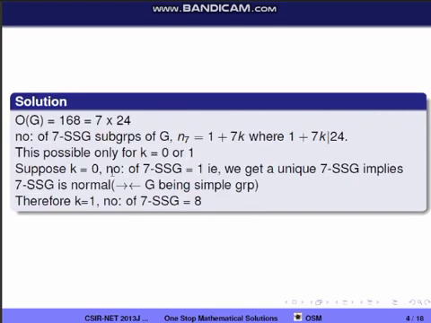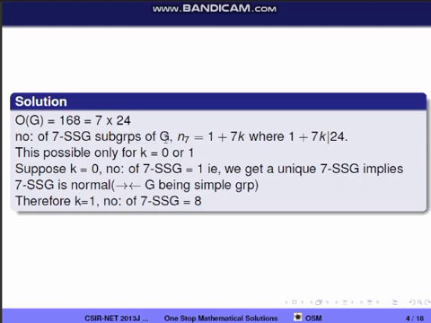We are given the order of G to be 168. We have to find the number of 7-Sylow subgroups. So I am writing 168 in multiples of 7, that is equal to 7 into 24. Now we are finding how many 7-Sylow subgroups there are, so we are using the third Sylow theorem.